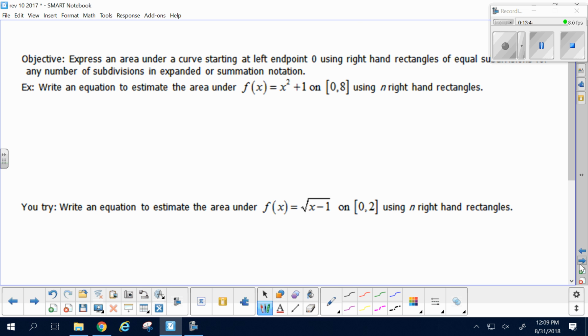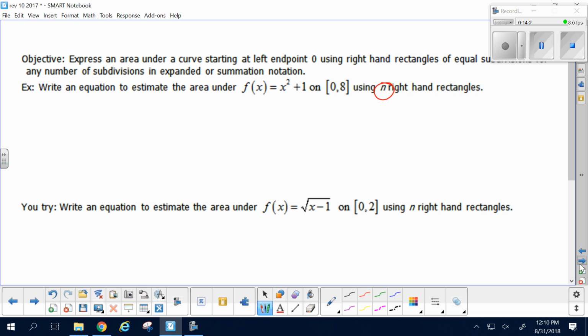Okay, here we go. I want you to express an area under a curve starting at a left endpoint 0. That's a big helper to you. When you start at 0, it's much easier than when you don't start at 0. I'll tell you that. In expanded or summation notation. So, what if, in this case, instead of giving me 4 right-hand rectangles, I'm asking for some general nebulous n right-hand rectangles. I want to think a little more abstract.